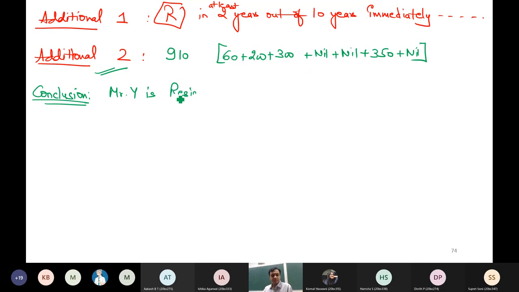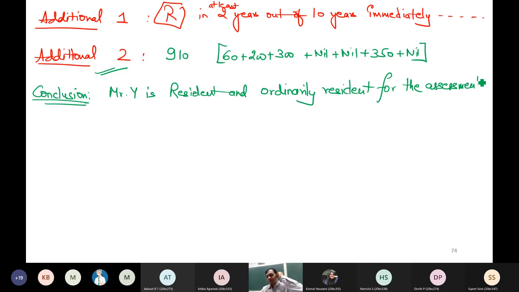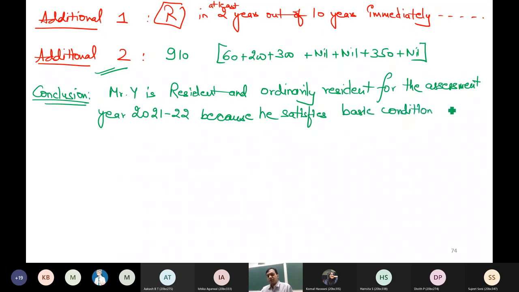Mr. Y is resident and ordinarily resident for the assessment year 2021-22, because he satisfies basic condition number 2 of 60 days or more, and both of the additional conditions. Okay, this is how you should write.